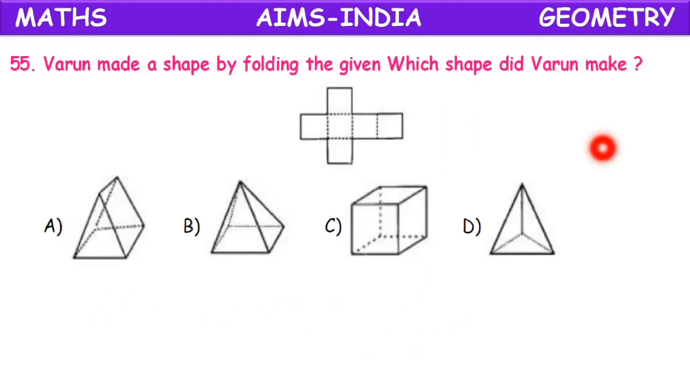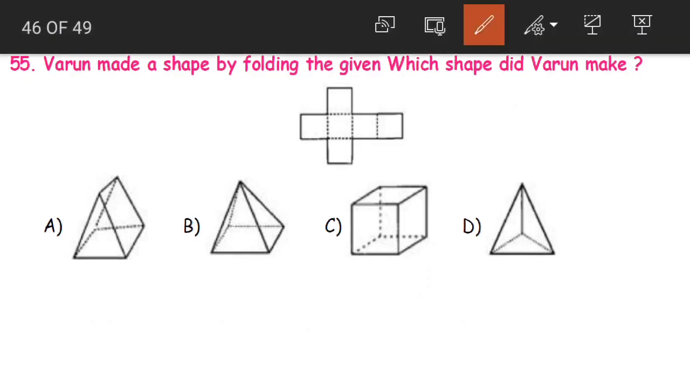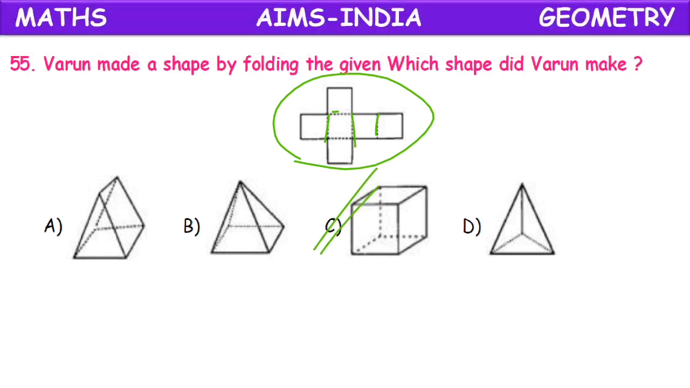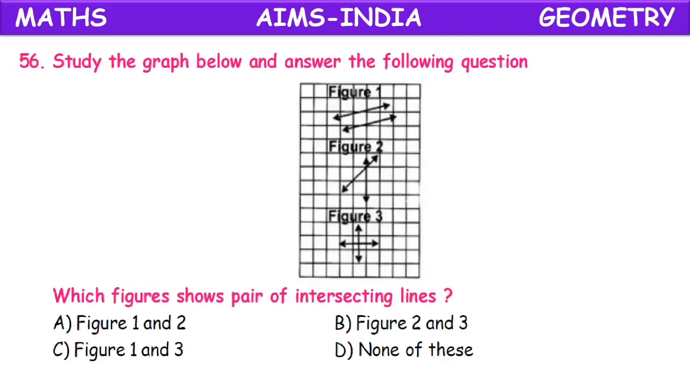Question number 55. Varun made a shape by folding the given pattern. Which shape did Varun make? Yes, we have already discussed this, when we have a pattern like this and when we fold, children. When we fold along these dotted lines, the shape we will get will be a cube. So option C becomes our correct answer.